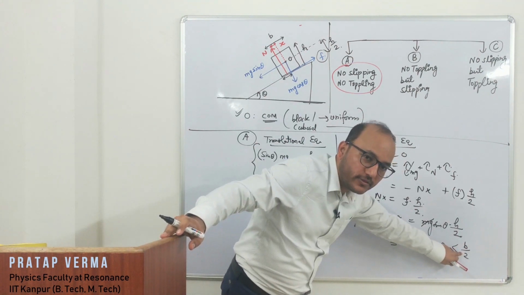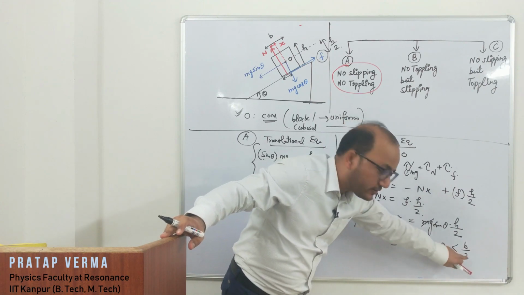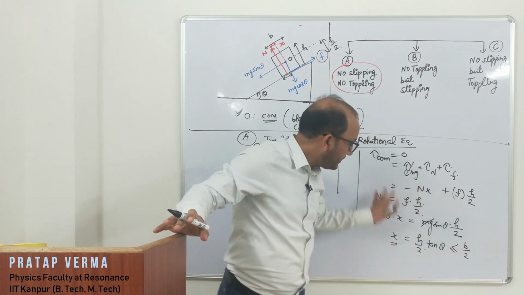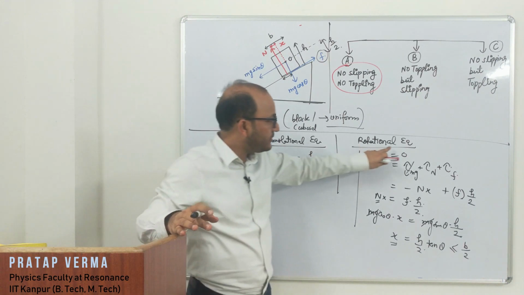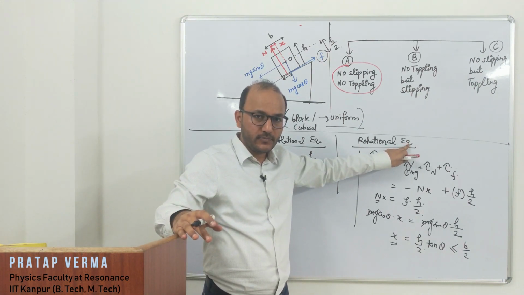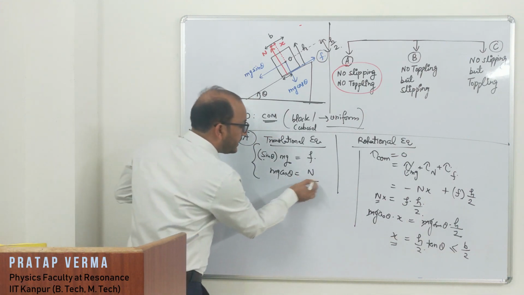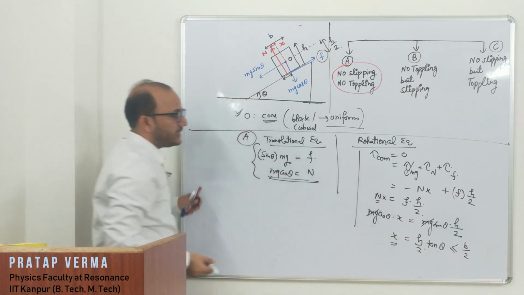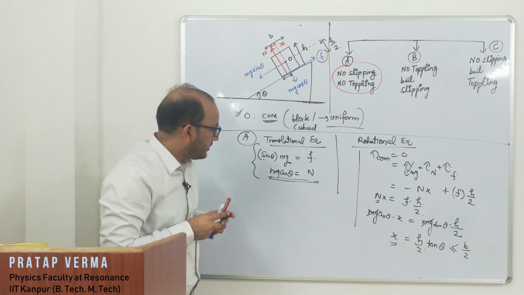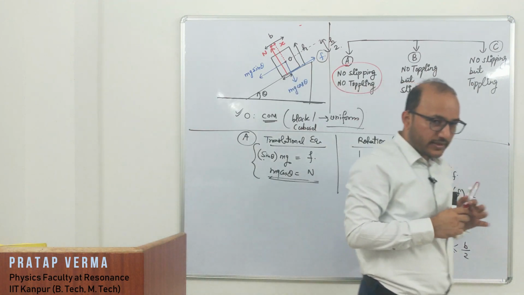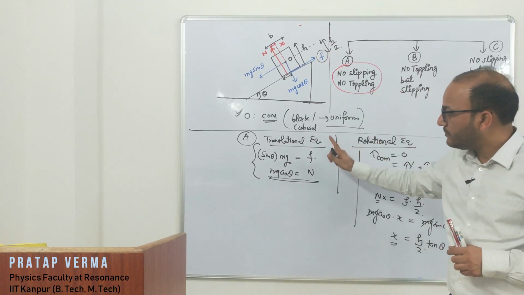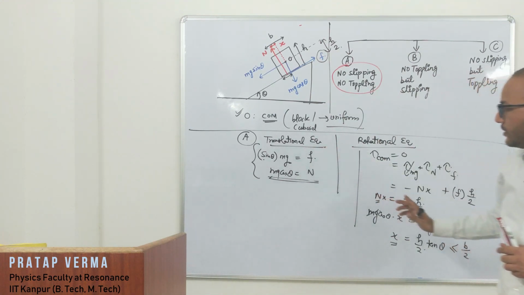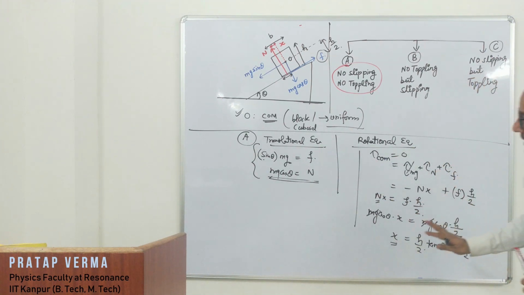Then we will compare with b by 2. If this particular value satisfies this inequality, we are fine. So under these conditions, the block has translational equilibrium as well as rotational equilibrium. Having talked about case 1, in which there is no slipping and no toppling, we basically showed here that there has to be translational equilibrium and rotational equilibrium, and for both of them we have essentially figured out the conditions.